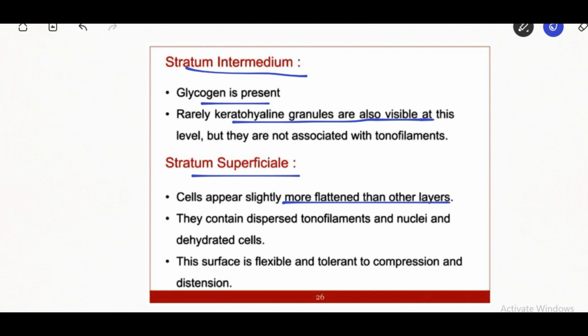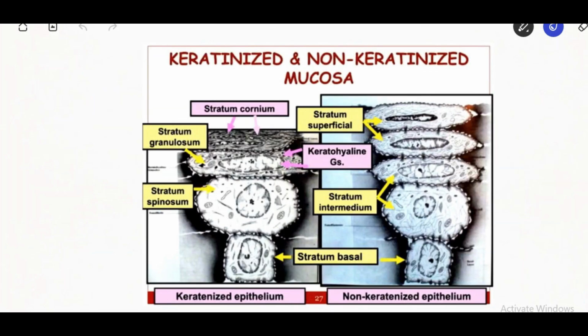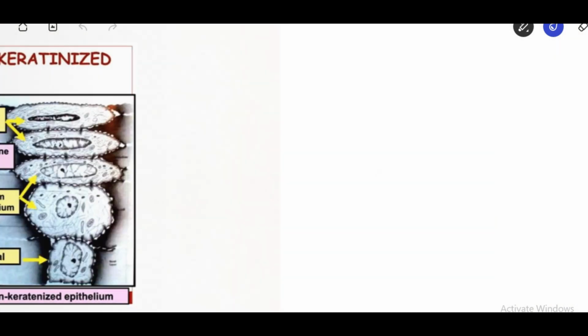This is the structure representing the keratinized and the non-keratinized mucosa. So in the non-keratinized epithelium, there are 4 layers, but in place of the granular layer and cornified layer, there are the intermediate layer, that is stratum intermedium, and the surface cell layer, that is stratum superficiale.